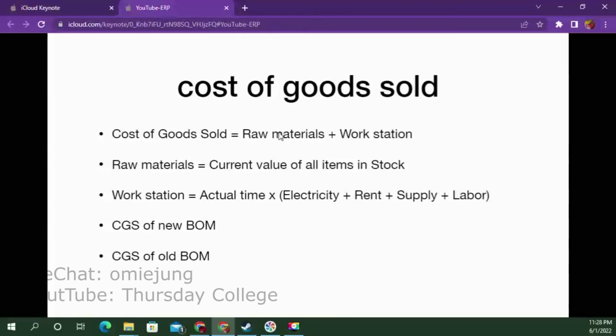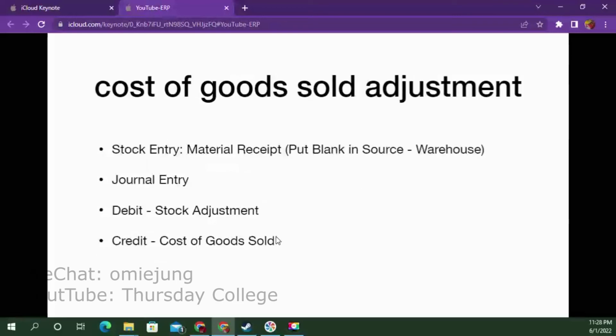The cost of goods sold itself is the raw material and the workstation. The raw material is the current value of the item that you have in the stock, and the workstation overhead is the actual time that you take. For example, if you do the BOM for 30 minutes but actually use 1 hour, it will double the cost for you. And then there is the cost of goods sold of the new BOM and the old BOM. However, the tool does this for you, so you don't need to worry.